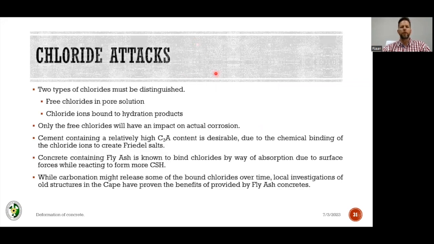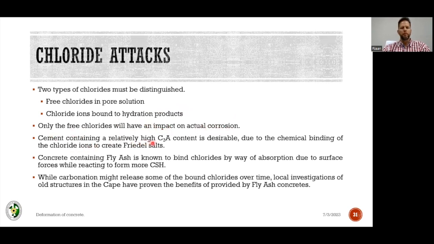Two types of chloride must be distinguished. You have free chlorides in pore solution, and then you have chloride ions bound to hydration products. Only the free chlorides will have an impact on actual corrosion. So as soon as you have bound them, they become null and void. They become innocent bystanders. They cannot participate in the destruction.